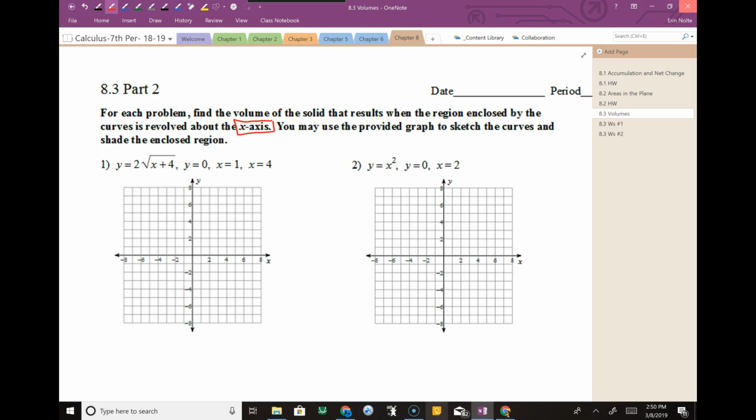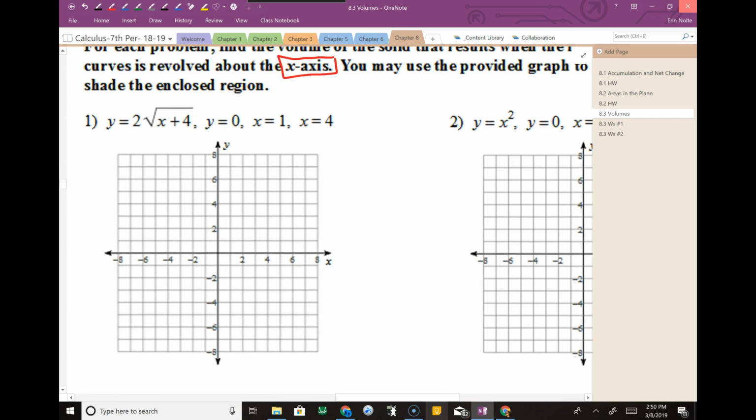Alright, so if I was going to draw 2 times the square root of x plus 4, what does that look like? It's a sideways parabola. If it has a plus 4, which direction is it shifted? Left. It has a slope of 2, so it goes up 2 over 1, so it looks something like that.